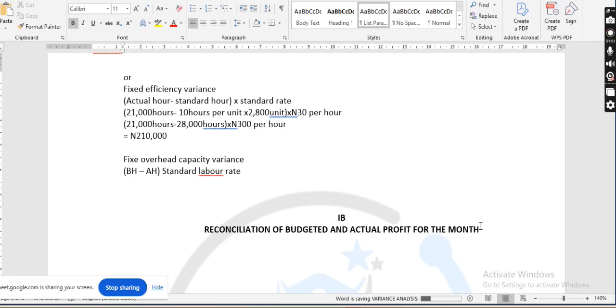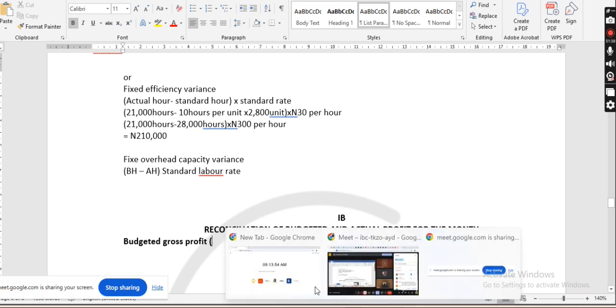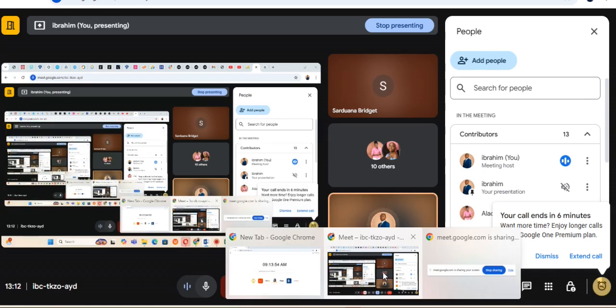So I'm starting with budgeted gross profits, so that I will end with actual profits. What is the budgeted gross profit per unit given to us? Don't forget that budgeted gross profit is per unit. What is the per unit given to us in that question? 1,200 naira per unit, right?